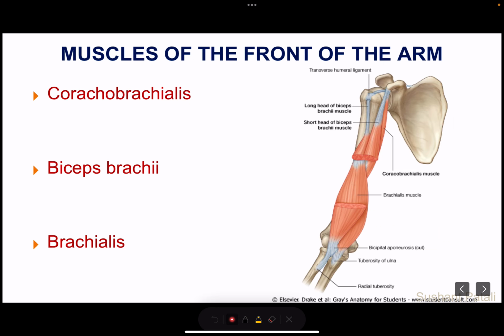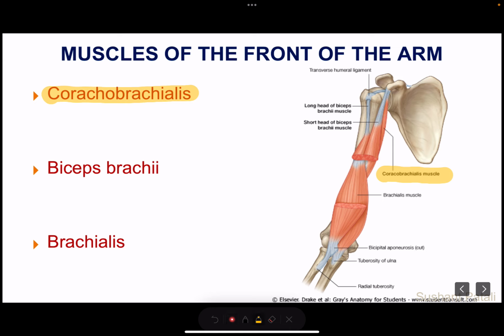So these are the muscles in the anterior compartment of the arm: the coracobrachialis, the biceps brachii, and the brachialis muscles. So this coracobrachialis muscle lies here. It can be seen here. That's the most medial muscle in the front of the arm.